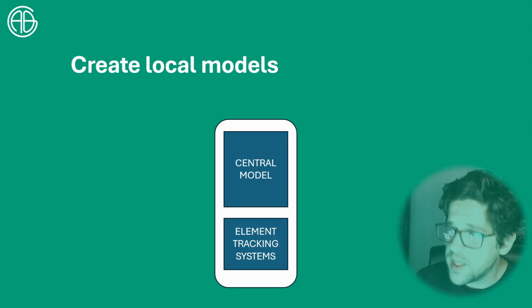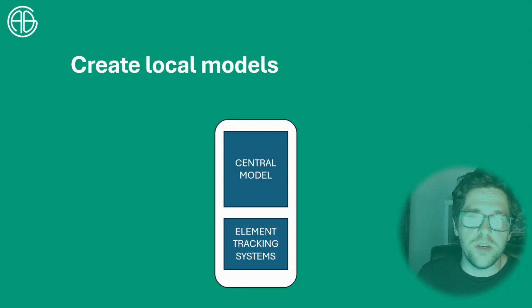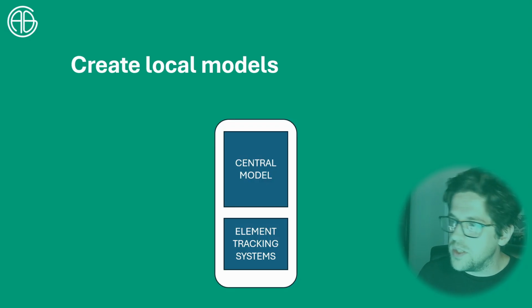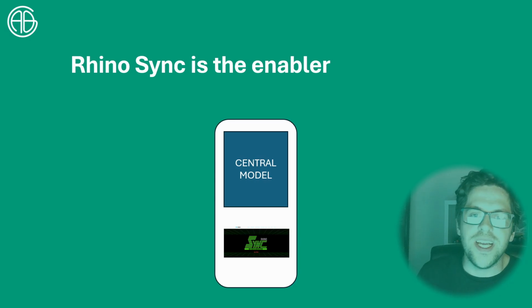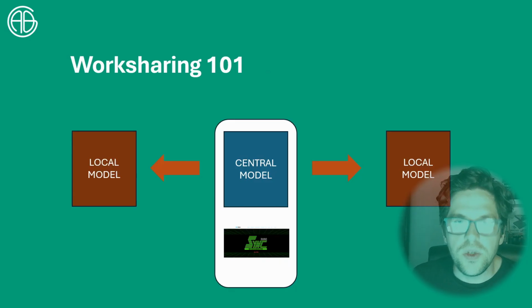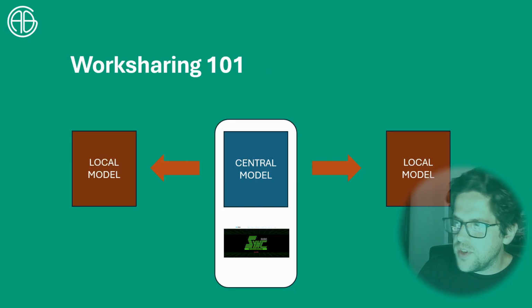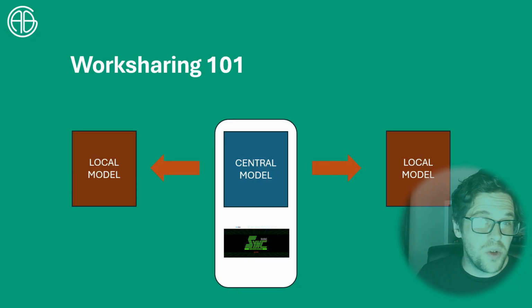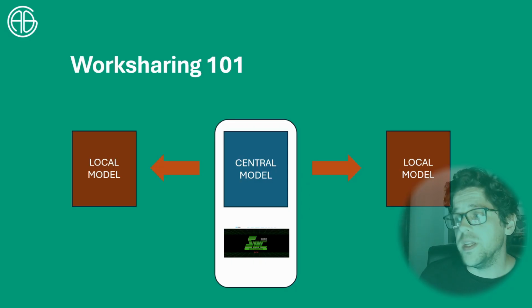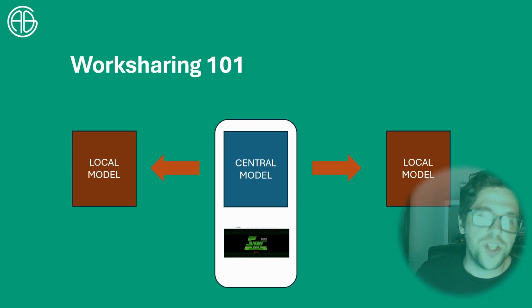So, Worksharing 101. If you've never used Revit or you've never work shared in Revit, it's going to be a very similar approach. You have a central model, and instead of opening that model as the user, you actually create a copy of it. We have an element tracking system. Rhino Sync is the enabling system that supports this. We create copies of the model, local models. I've noticed the semantics, the naming of things, is very similar to Revit. There are things like central models, for example. I assume they're allowed to do that. But you'll be very familiar with the terminology if you've used Worksharing before.